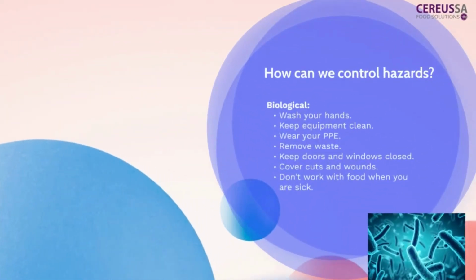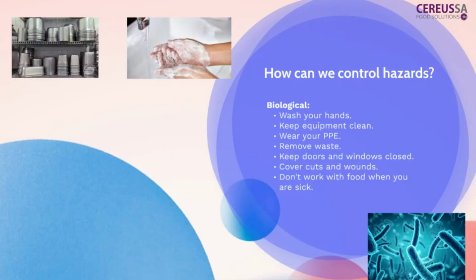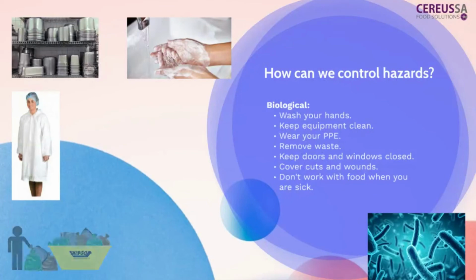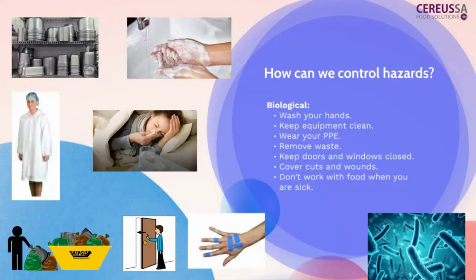So how can we control these hazards? Firstly, let's look at biological food safety hazards. These are your microorganisms that can spoil your product. Firstly, wash your hands. Secondly, keep equipment clean and clean properly. Wear your PPE correctly as prescribed by your company. Remove waste from your food production area. Keep doors and windows closed to keep out pests and flies and dirty air. Cover cuts and wounds that can carry bad microorganisms that can contaminate the food product. And don't work with food when you are sick.